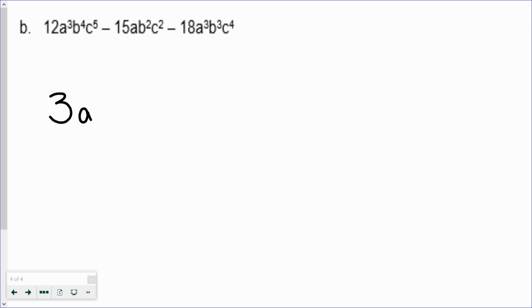How do you determine how many you pull out? So you have 4 B's, then you have 2 B's, and you have 3 B's. What would they all have in common? Oh, I didn't even look at that. They all have 2, so then you pull out B squared. And then you look at the C's.